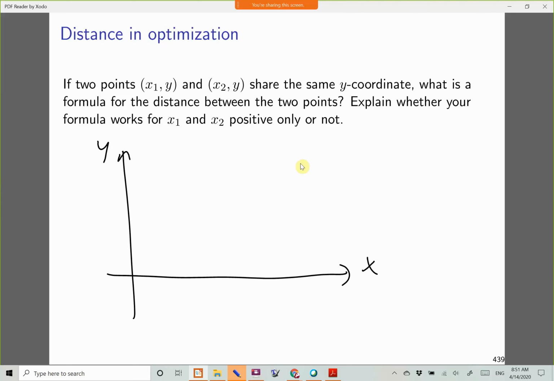X-axis, y-axis. So both points share the same y coordinate, meaning they're at the same height. Right, so one's not above the other, but they're at the same level, same floor level. But these 2 points could have different x values. So maybe x1 there, x2 here. And I guess the question I'm trying to get at is, what would be a formula? I want you to stop and think about, if you were to connect this line segment together, what would be a formula that gets you how long is that line segment that was just drawn?